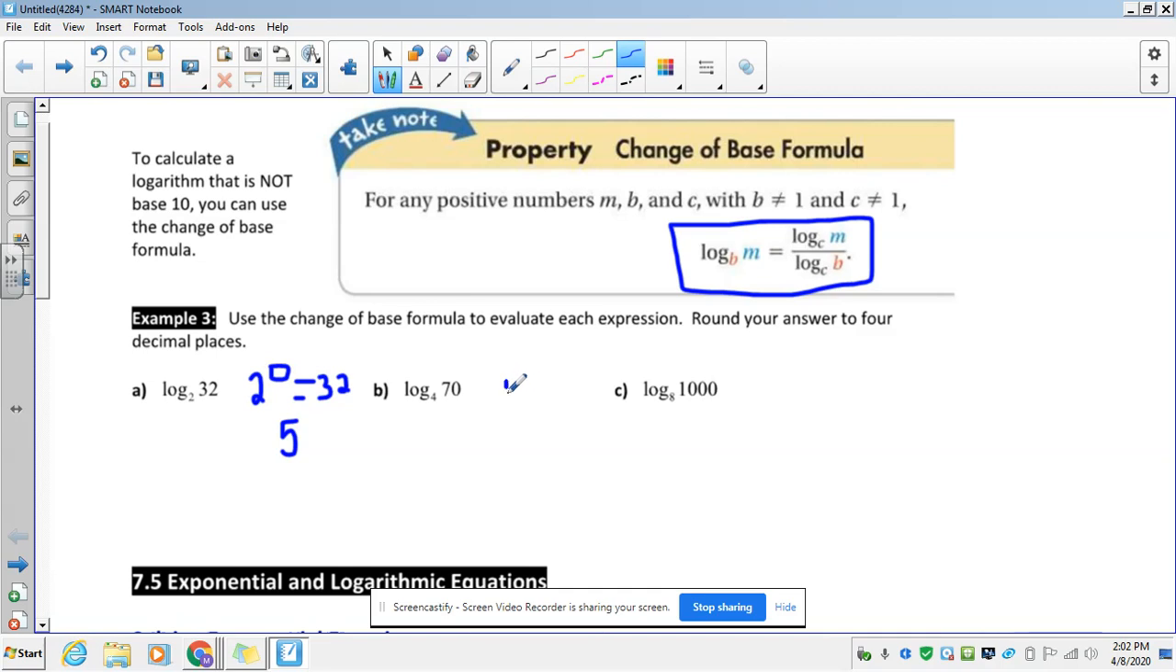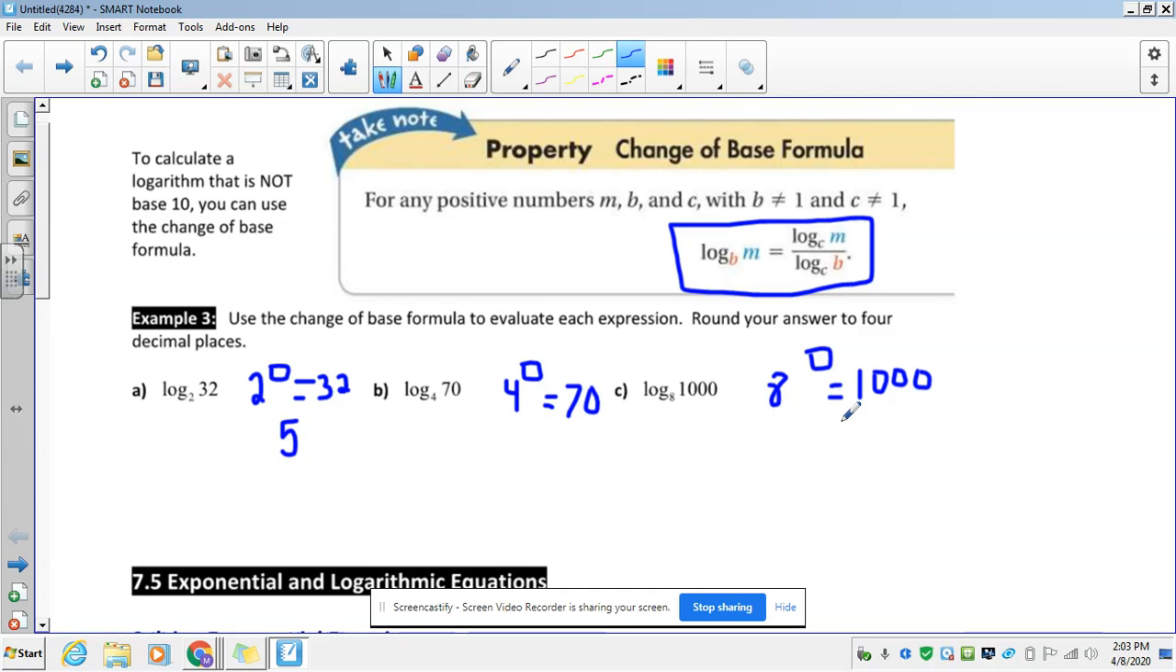Now this one, 4 to the what power gives me 70? Well, there is no whole number that is actually going to give you 70. So this one is an example. How do I figure it out then? Same thing here. What would this one be rewritten as? 8 to the what power is going to give me 1,000? Again, there is no nice whole number answer that is going to produce that result. So how can I use my calculator?